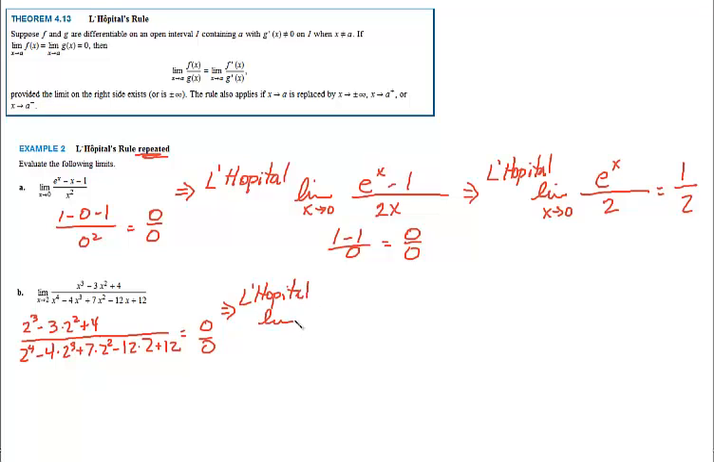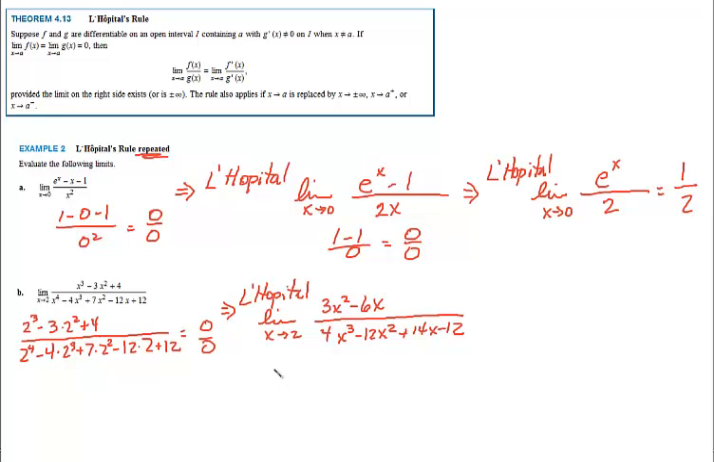So I will take the limit as x goes to 2 of (3x squared minus 6x) over (4x cubed minus 12x squared plus 14x minus 12). And I will see if I can do direct substitution. So I'm going to plug in a 2 here.